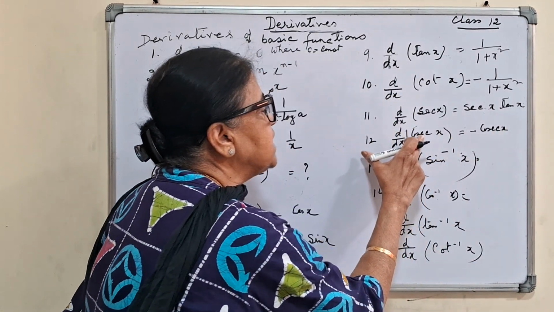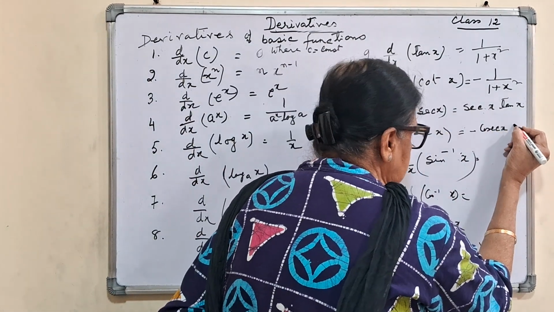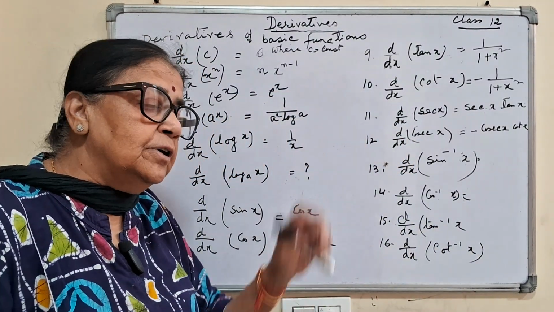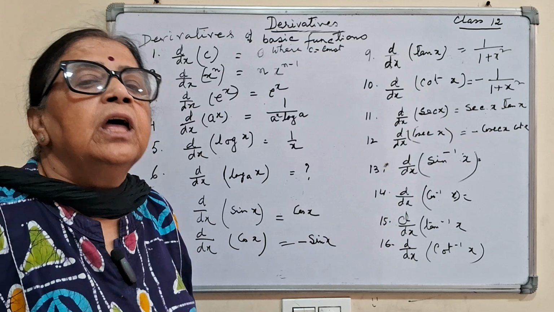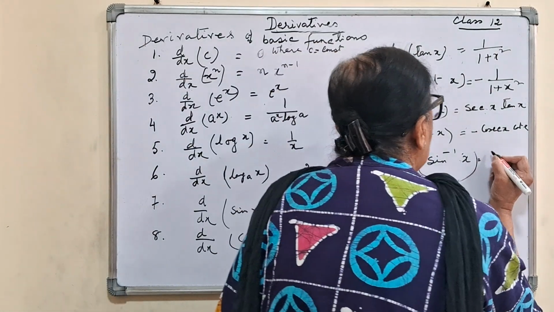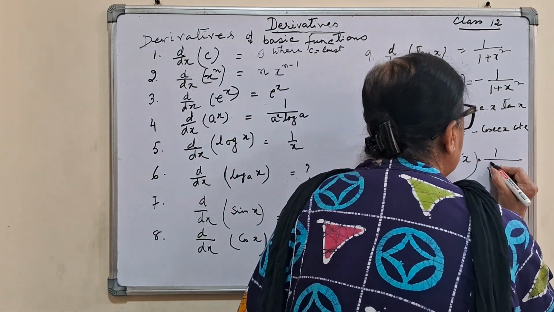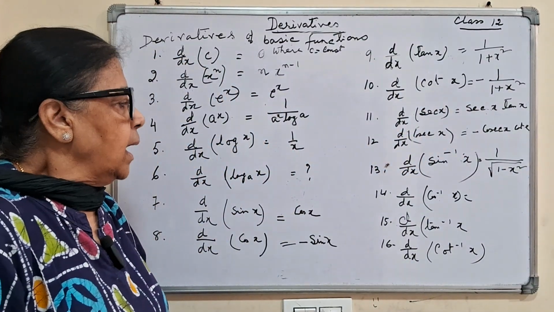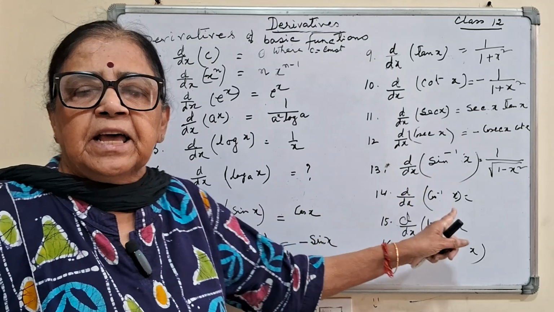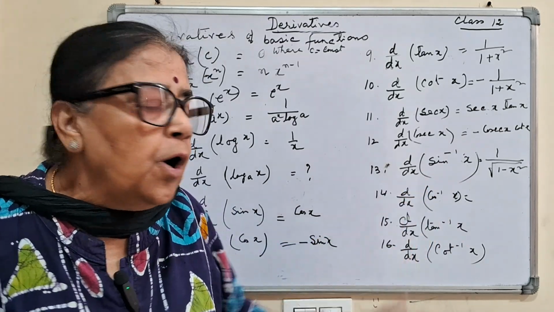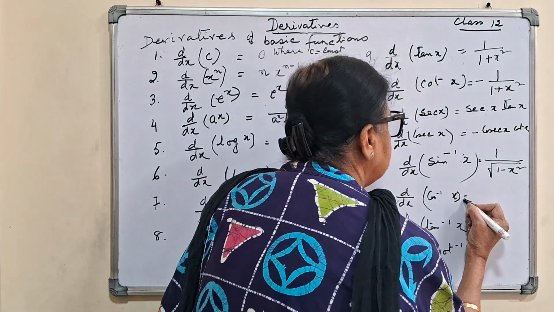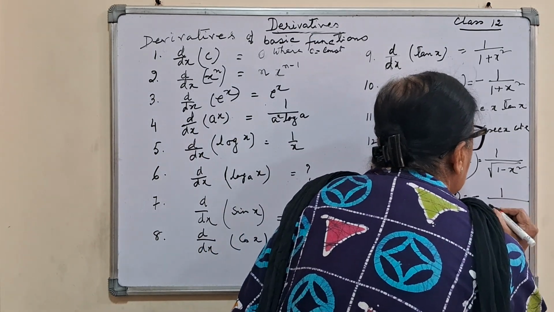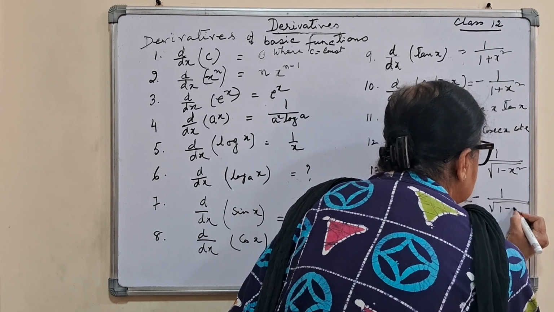d/dx of cosec x is equal to minus cosec x cot x. Why do I put the minus sign? Because it is a co-function: cosec x cot x. d/dx of sine inverse x, it is an inverse function, is equal to 1 by root over 1 minus x square. d/dx of cos inverse x, since it is a co-function, will be negative, equal to minus 1 by root over 1 minus x square.